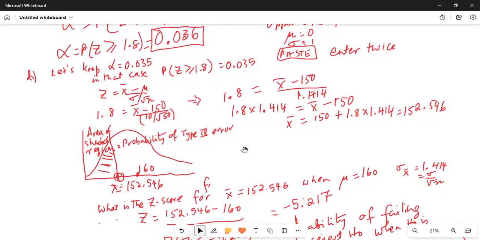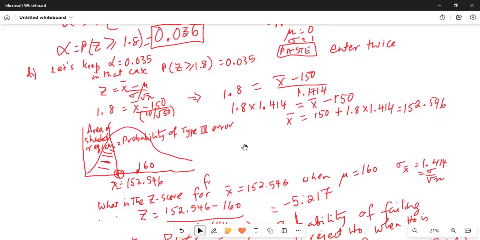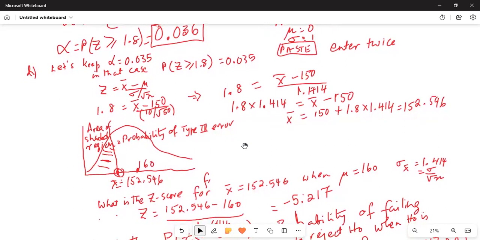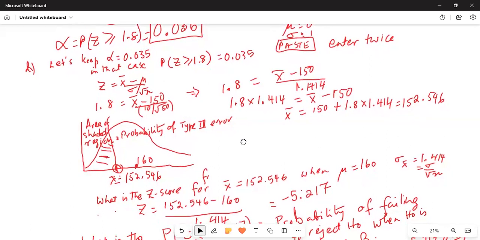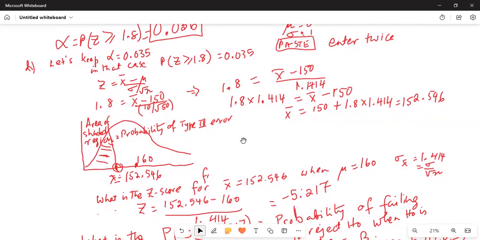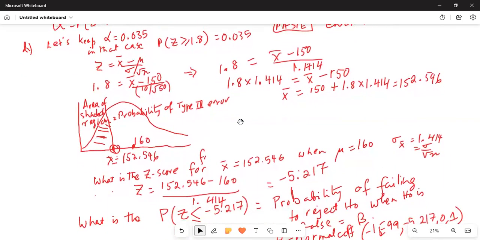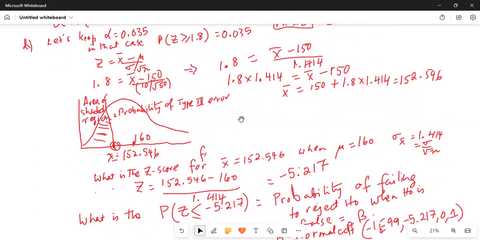We assumed the probability of making a type 1 error, alpha, as 0.035, which corresponds to a z-score of 1.8. And from that information, knowing the standard error of the sampling distribution, and knowing the mean temperature in the null hypothesis, we could solve for X bar, the sample mean temperature. Now we were given that the actual population mean temperature is 160.